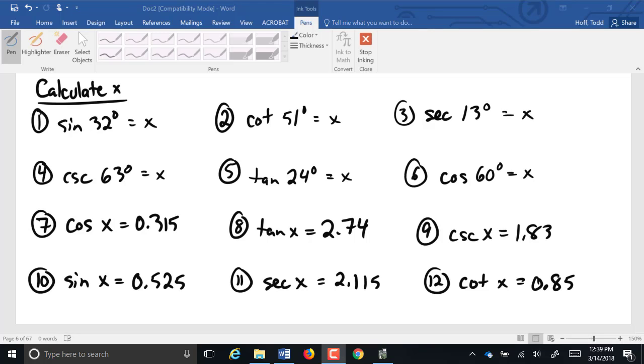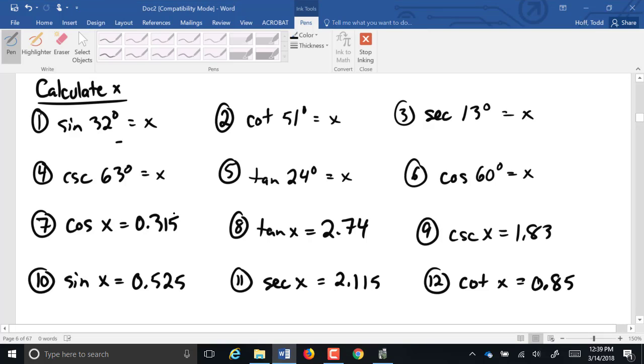Okay, so sine of 32, we're just going to type in the sine of 32, which gives us 0.5299. Let's go to 4 decimal places.